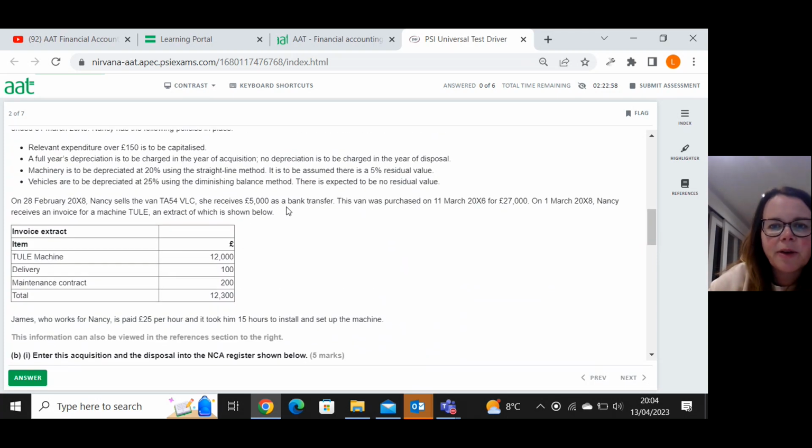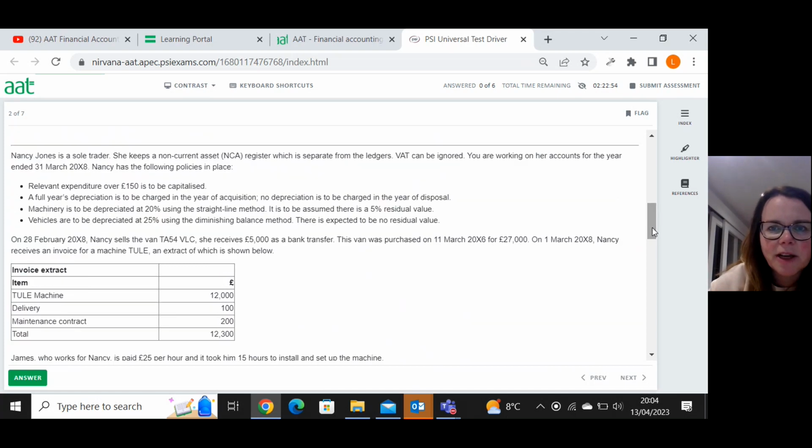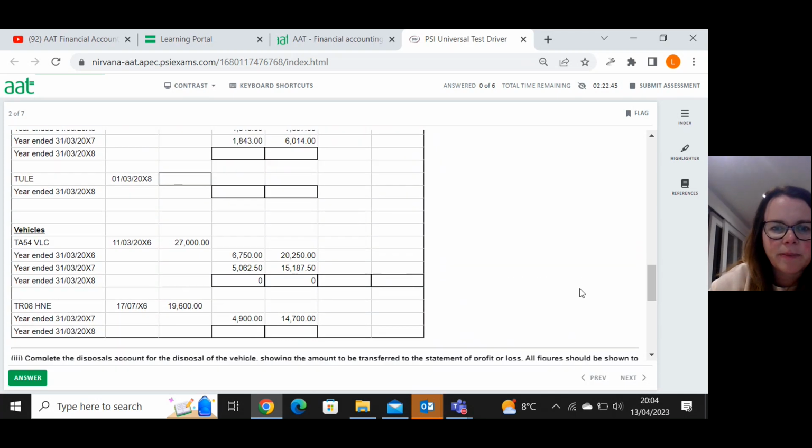So she got £5,000. We were told to ignore VAT, I seem to remember earlier in the question, yes. Right, so I'm going to have £5,000 coming in on the 28th of February X8. So I'll have £5,000 in here. And I will put my date, 28th of February 20X8 there to be consistent.